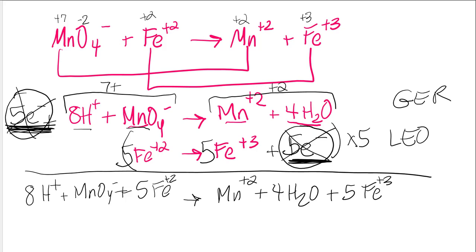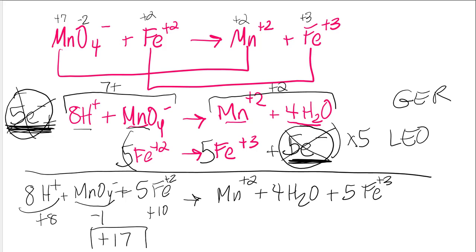Now let's check for charge. I've got 8 positive plus a -1, so +8 minus 1, and 5 plus 2's, so that would be +10. So that's 18, 17 plus 17 is my total on the left.